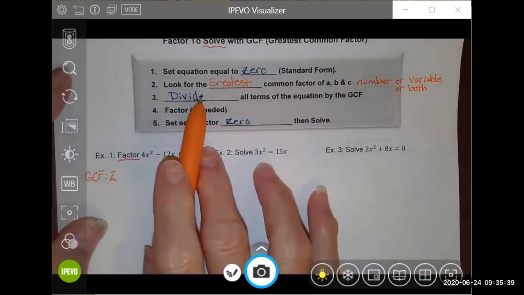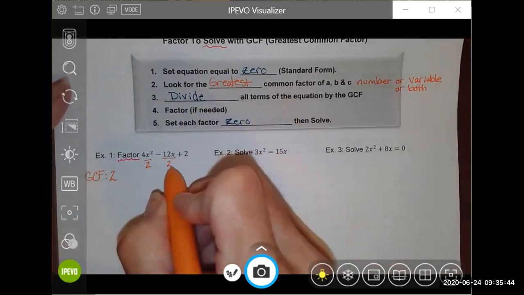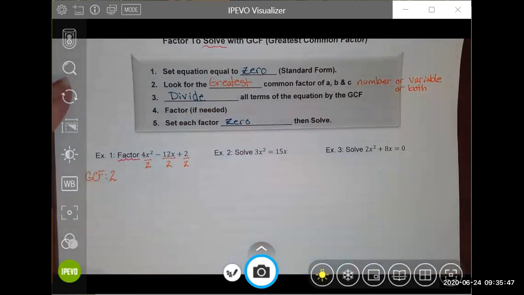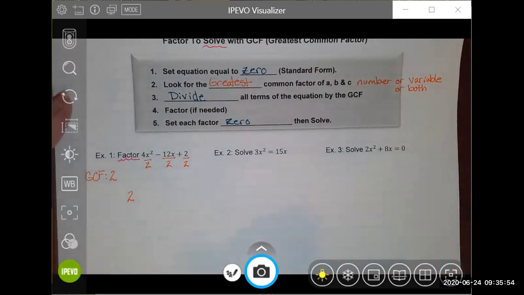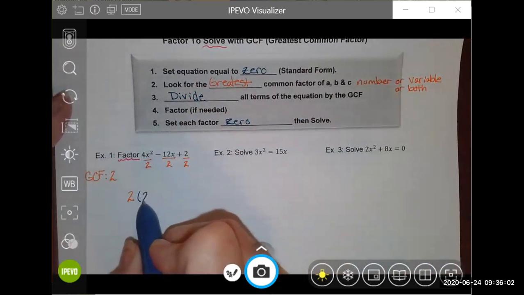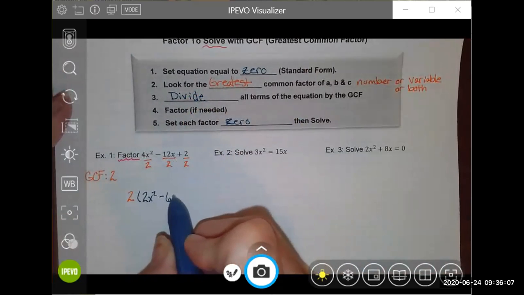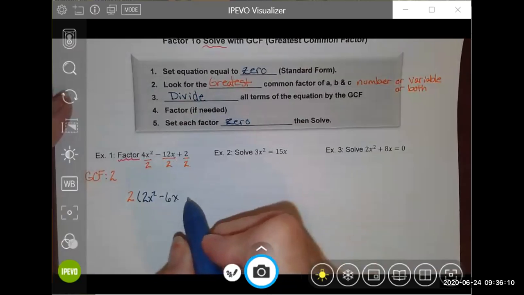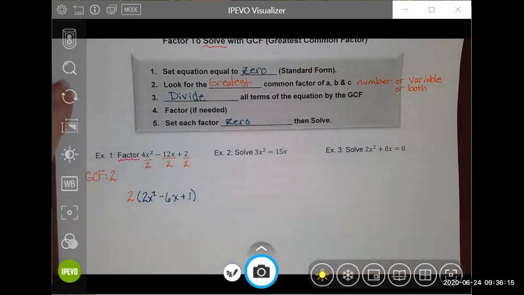The next thing I'm going to do is divide all my terms by my GCF. When I do this, I can now simplify. Always remember, 2 is a factor. That is one of our factors. The other factor is the result of this division. So 4x squared divided by 2 is 2x squared. Negative 12x divided by 2 is negative 6x. And positive 2 divided by 2 is a positive 1. All right, so that's step number 3.